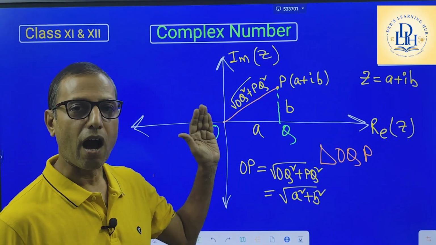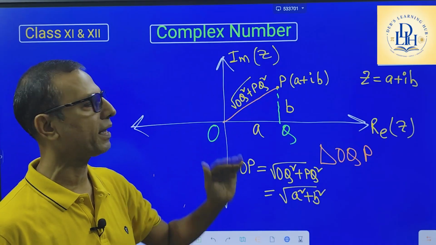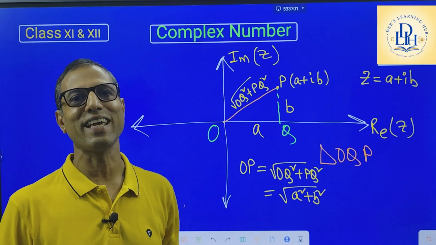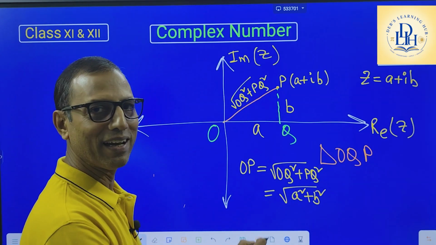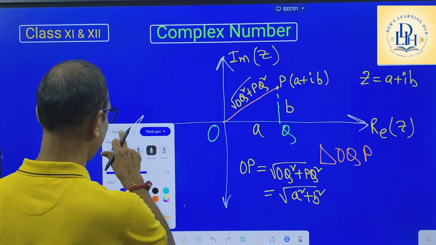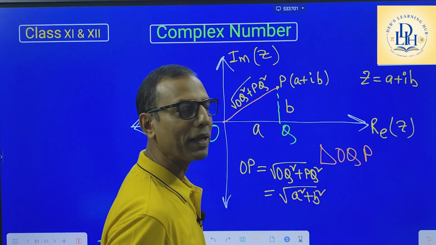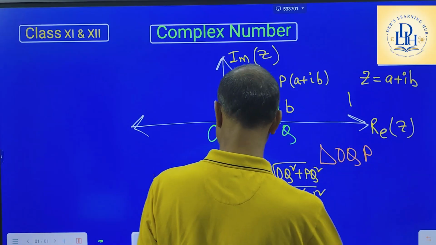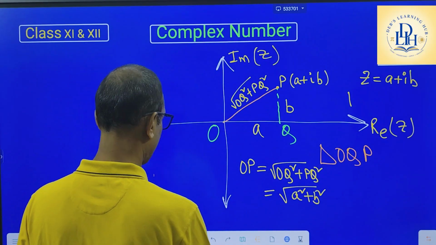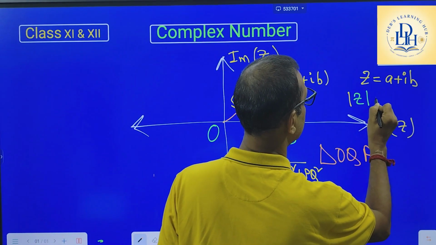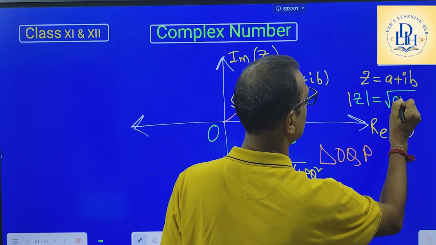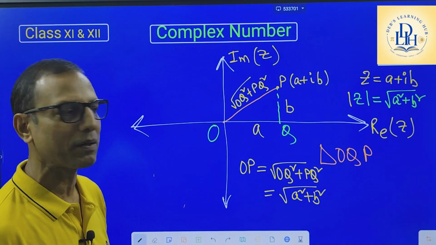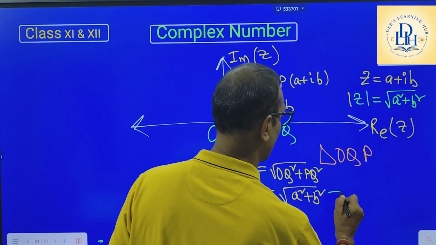That is how we represent a complex number. And what is this root over a square plus b square? That is mod z. What we learned just a few minutes back: if z is a complex number represented by a plus ib, then the modulus of z equals root over a square plus b square. If the modulus of z equals root over a square plus b square, that means OP equals the modulus of z.